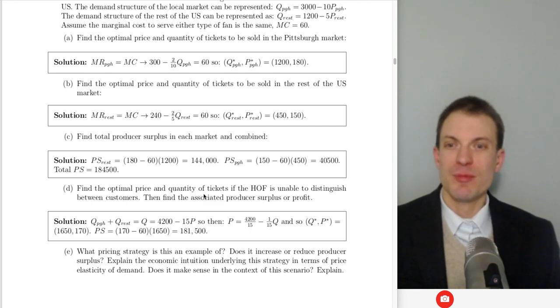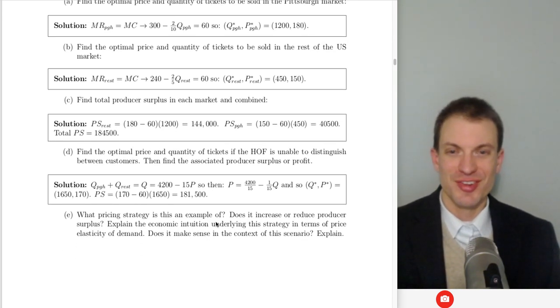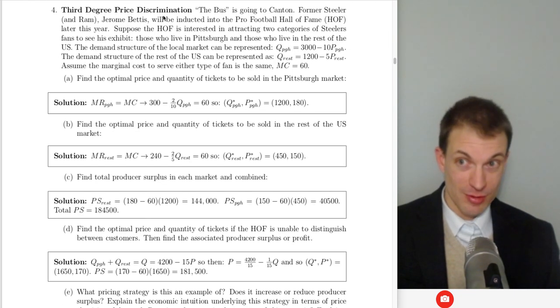Let's find the optimal price and quantity if the Hall of Fame is unable to distinguish between customers, and find the associated producer surplus or profit. What pricing strategy is this an example of? Does it increase or reduce producer surplus? Explain the economic intuition. Yeah, this is third degree price discrimination because I put it right there.